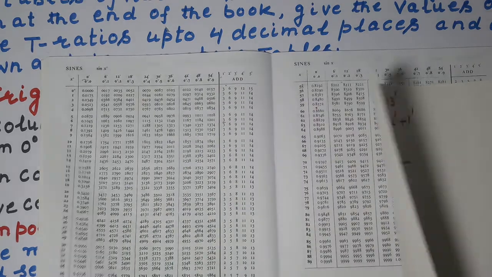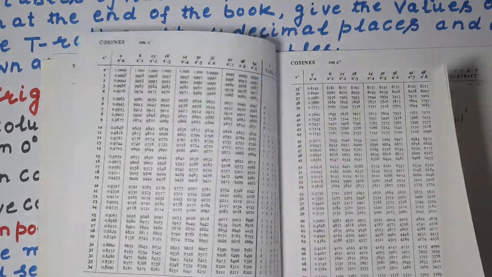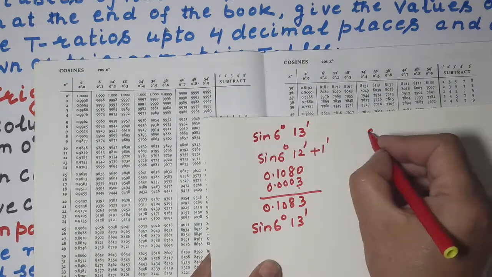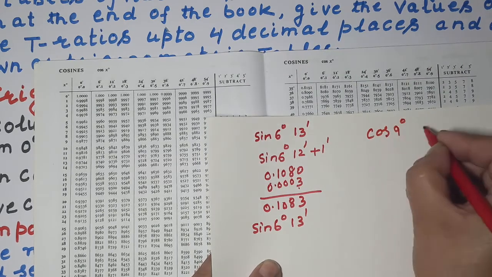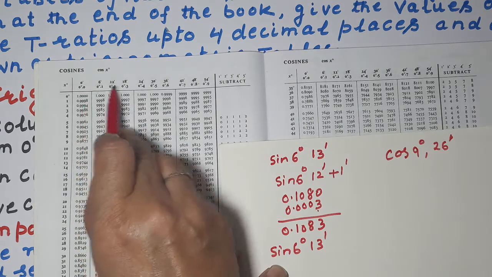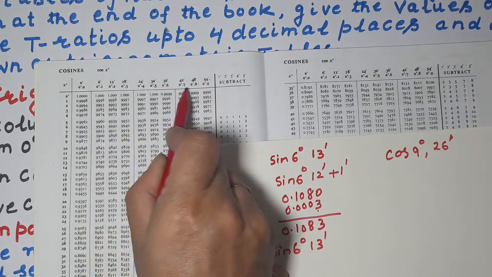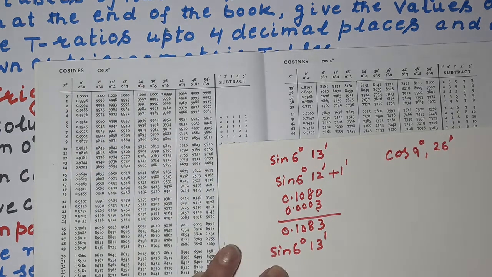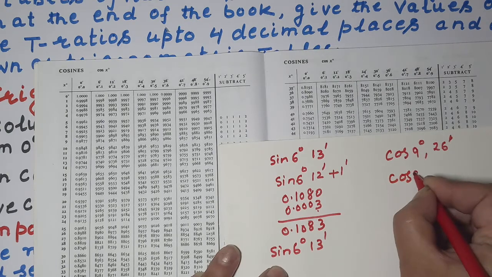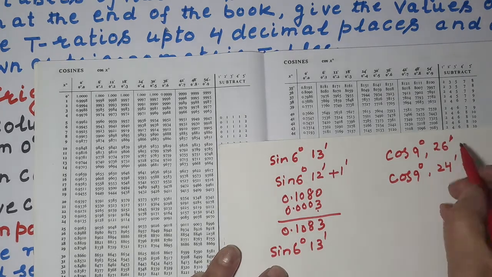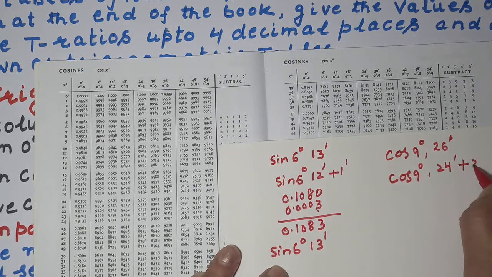Let's take one more example. This time we'll use cos. So let's try to find cos 9 degrees and 26 minutes. 26 is not in this column, we don't have 26 here. So which is the value slightly lesser than 26 available here? 24. So we will find the value of cos 9 degrees and 24 minutes. And how much is the mean difference now? 2 is the mean difference.